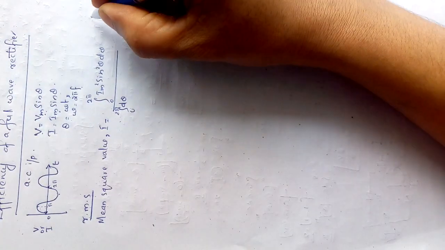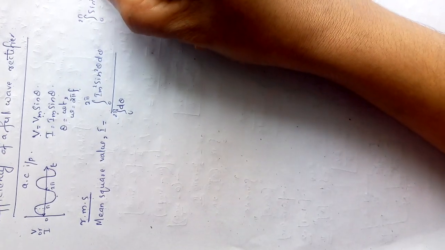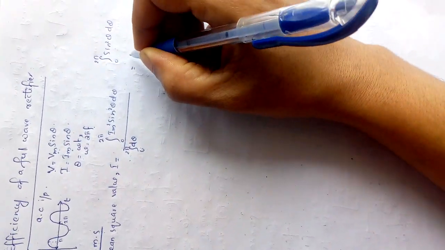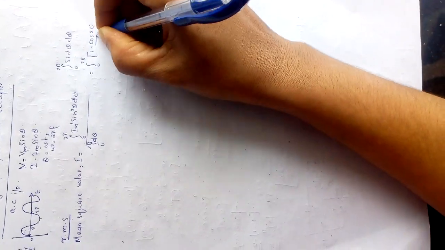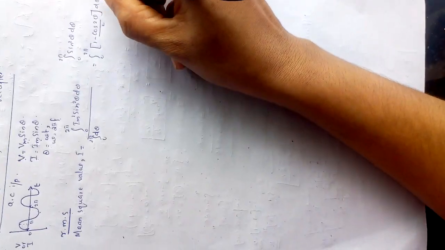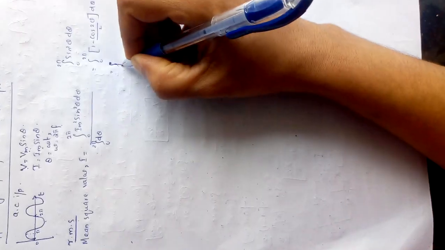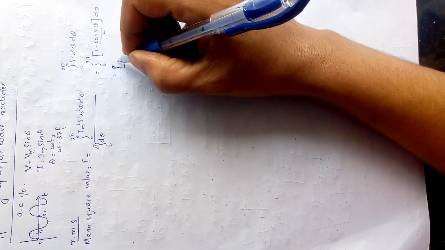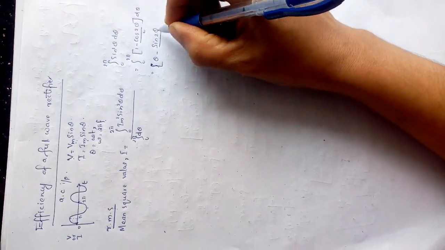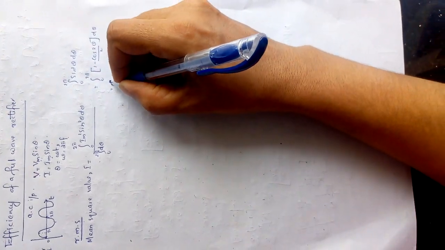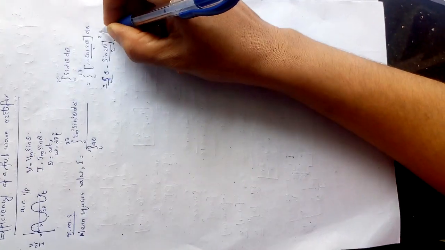So now we can find the integrals. Integral 0 to 2 pi sin square theta d theta is equal to integral 0 to 2 pi of (1 minus cos 2 theta) divided by 2 d theta. Integrating, it is equal to theta minus sin 2 theta divided by 2. You can take the 1 by 2 outside, within the limits 0 to 2 pi.